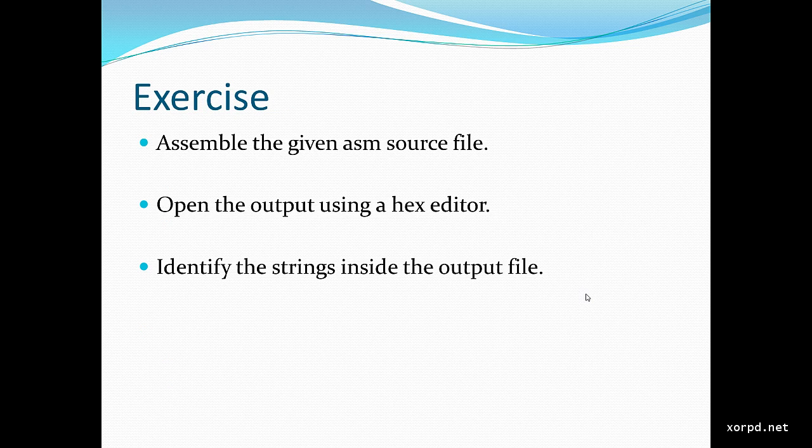Exercise. You will see an assembly source file in the exercise folder. Assemble this file and then open the output, which will be a bin file, using a hex editor. Finally, inside the hex editor, identify the strings. Just take the source file and put it against what you see in the hex editor and try to identify the strings. This is a pretty basic exercise just to make sure that you understand what the declaration of the string turns into in the final binary file.